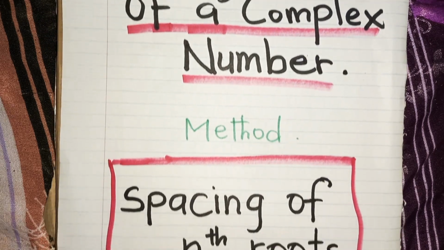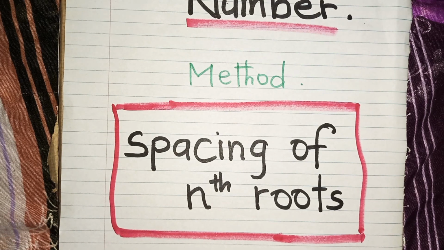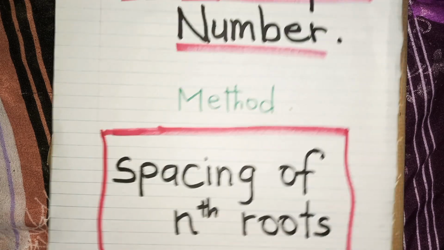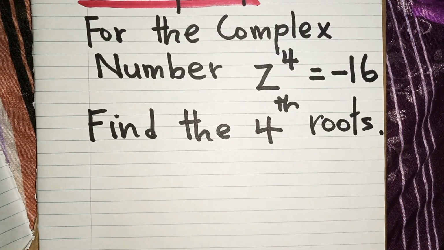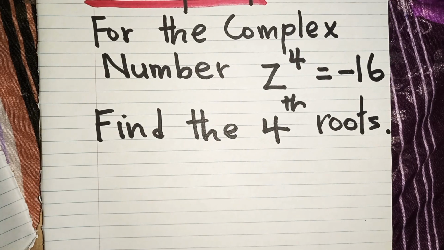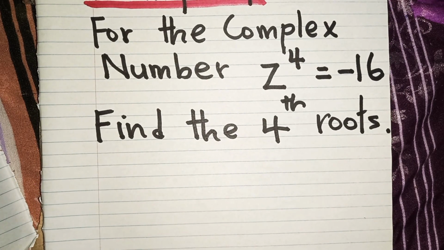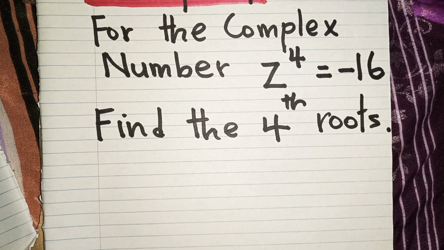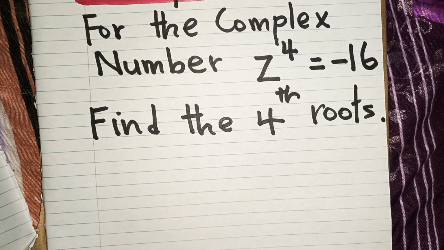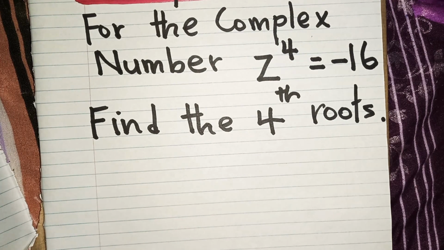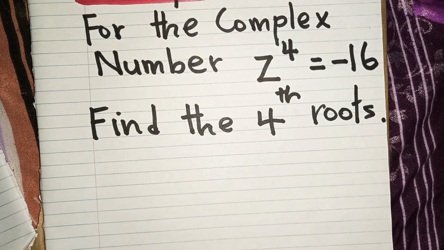So how do we do that? We're going to do that with one example. Example number 1. For the complex number z power 4 is equal to minus 16, find the fourth roots. So we have a complex number raised to power 4 is equal to minus 16, and we have to find the four roots of this complex number.